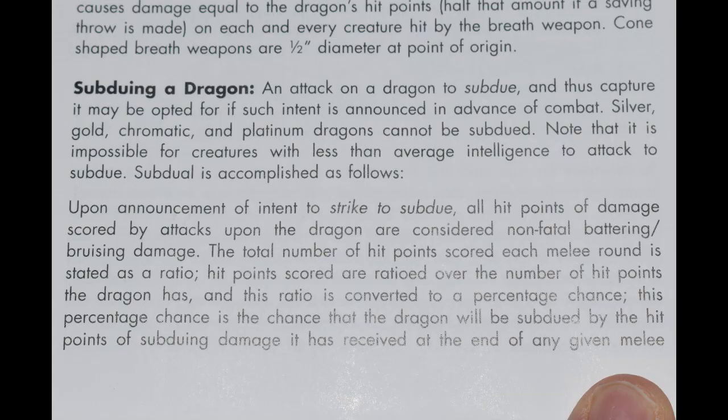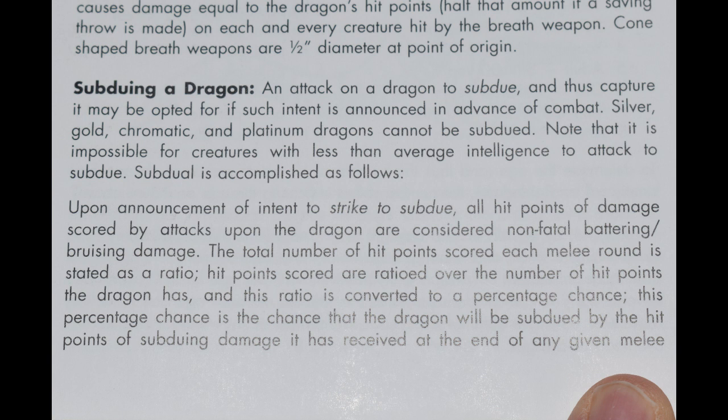So subduing a dragon requires attacking and causing damage, but it's a different type of damage. You're doing almost this subdual damage, which is what it's called, suspiciously enough, and non-fatal battering and bruising damage. The total number of hit points scored is considered a ratio versus its full hit points. And then you have a percentage of when the dragon finally gives up its freedom. After that, it's a matter of how long, depends on how well you treat it and so on.